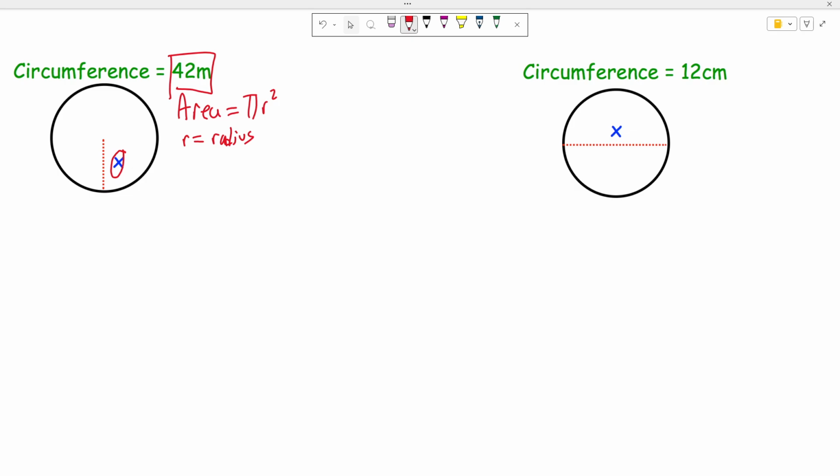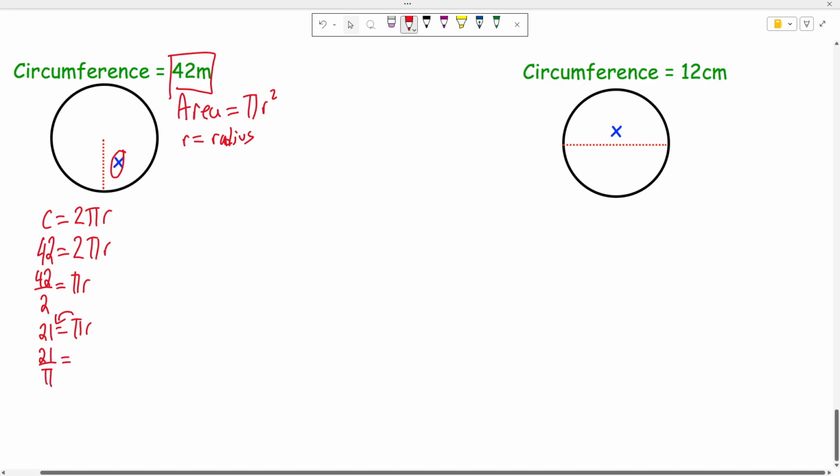So let's write the formula of circumference. We know C is equal to 2 pi r, correct guys? So using the circumference formula, we can go ahead and find the radius first. So let's substitute the values. We know 42 is equal to 2 pi r. Now moving 2 to the other side, we have 42 divided by 2 is equal to pi r. Now 21 is equal to pi r, right guys? Now moving pi to the other side, we have 21 over pi is equal to the radius.